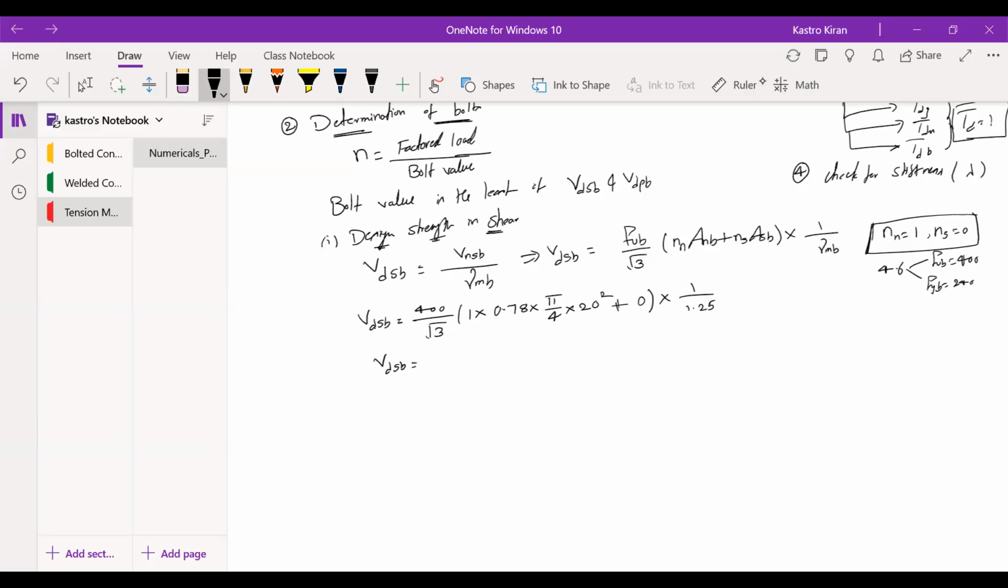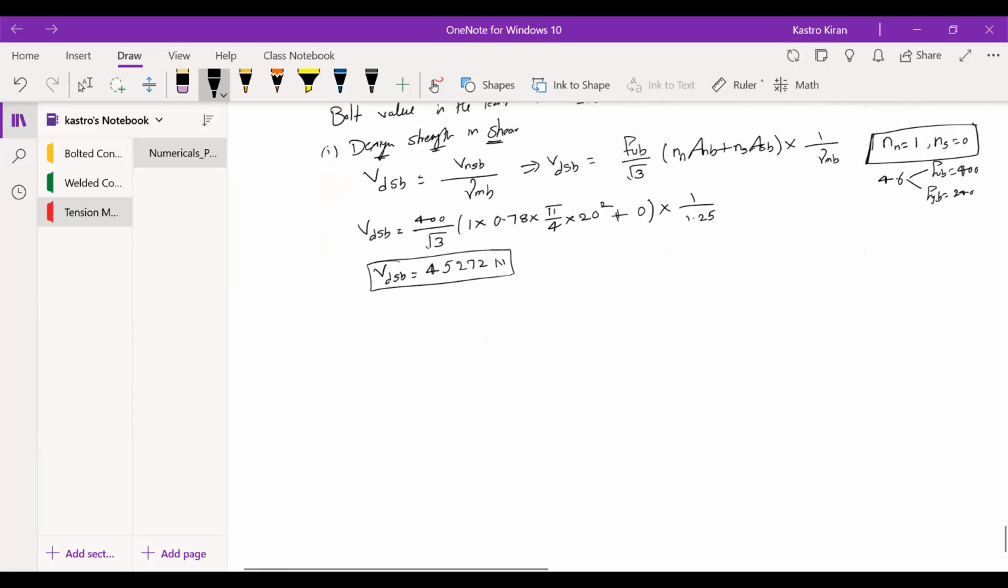So if you solve for this, you will be obtaining the value of VDSB as 45272, or 45.3, you can say, or 45.2 kilonewtons. Anyways, I'll just write it in newtons only. 45272 newtons. This is VDSB.